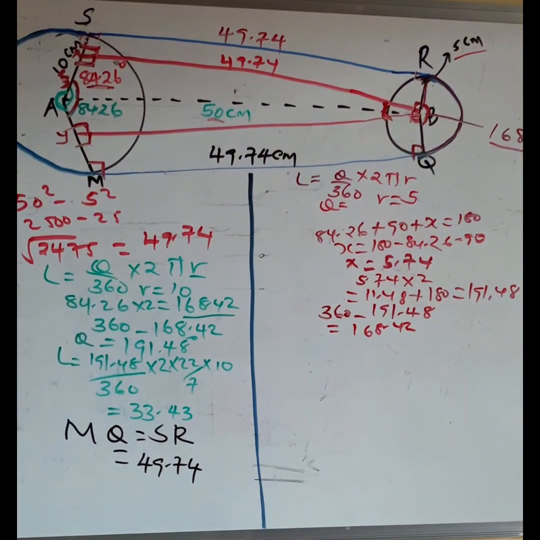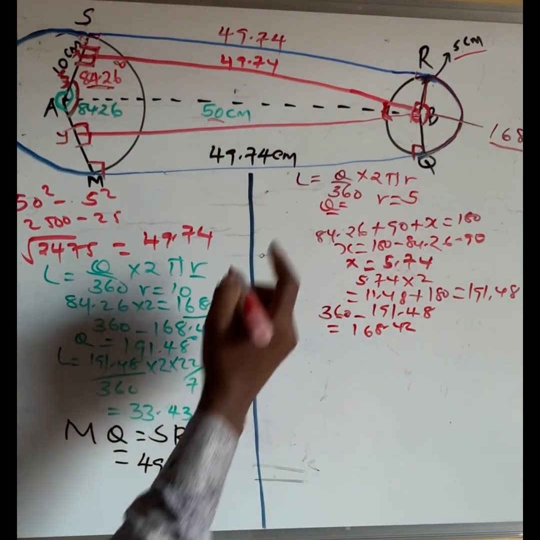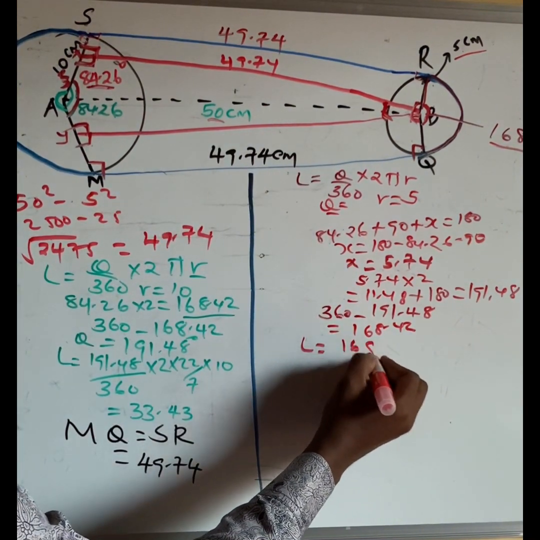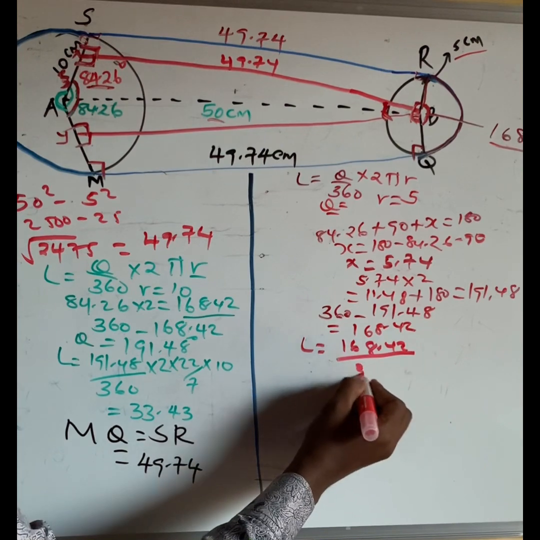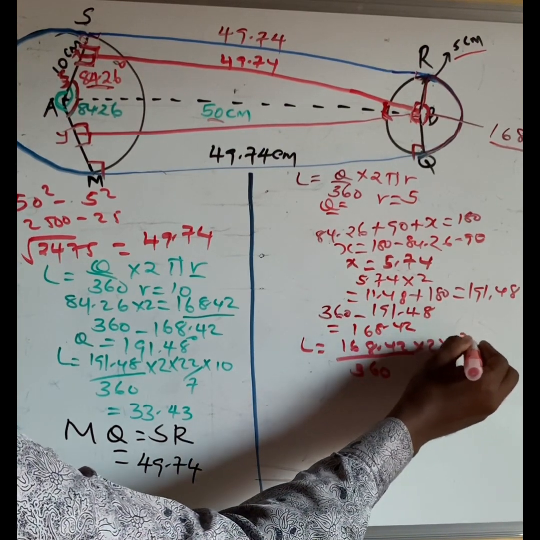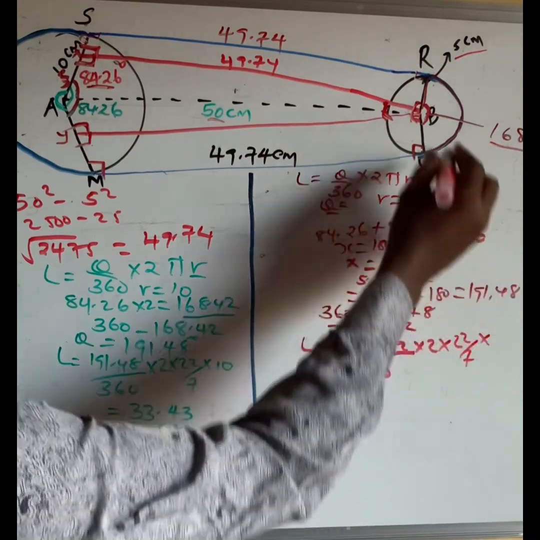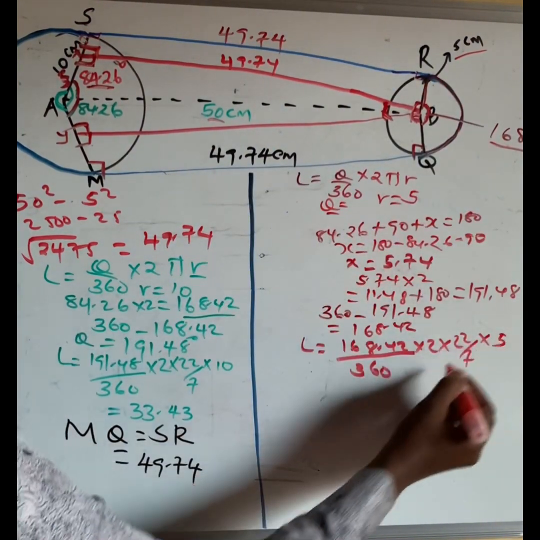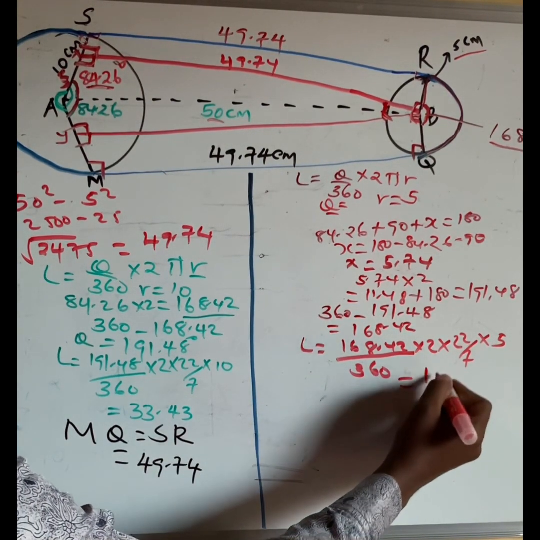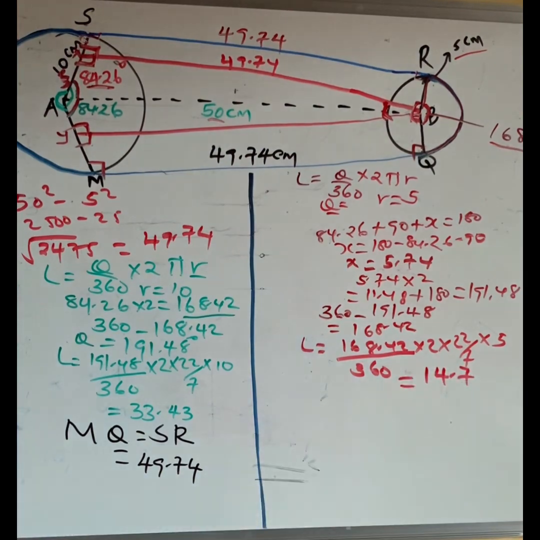So with that, now we have our theta, we can get the length of that arc. The length is theta, 168.42 divided by 360 times 2 times 22 over 7 times the radius of this circle, 5. This will give us 14.7 centimeters.